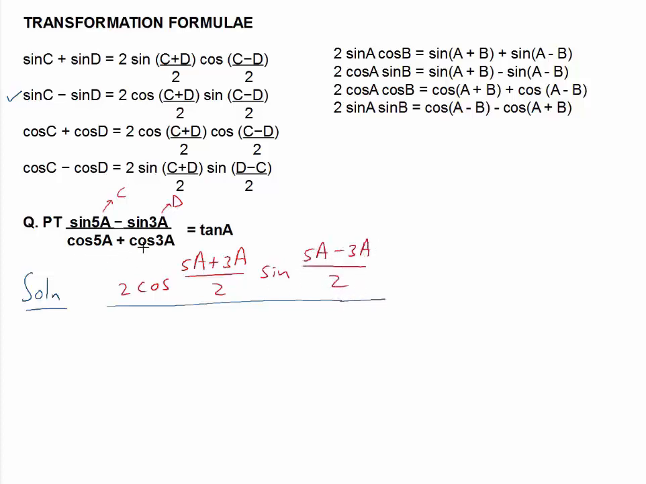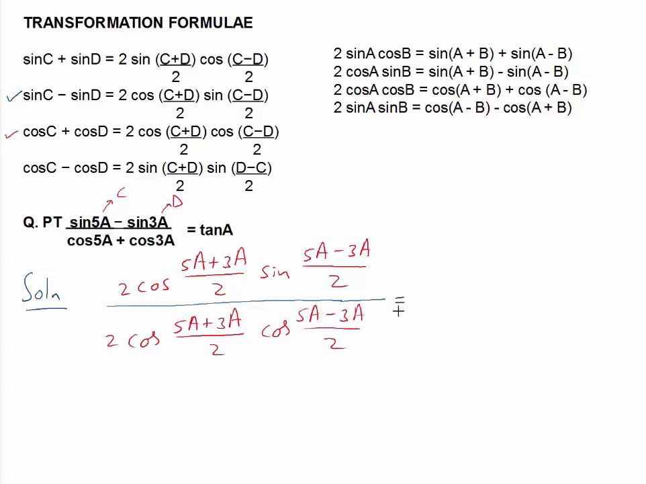Now next let's look at the denominator. So in the denominator we have cos something plus cos something. So we'll be using this formula. So this would become 2 cos of 5a plus 3a divided by 2, and this would be cos of 5a minus 3a divided by 2.